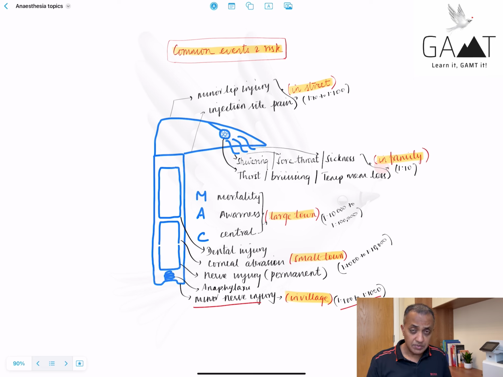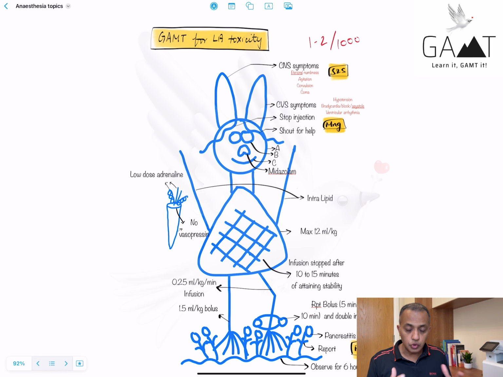As you can see, this memory technique not only allows you to recall and remember the information much easier, but also allows you to compare and contrast with other topics very easily. We were just talking about the girl bunny with an anklet for local anesthetic toxicity, and now you're looking at the laryngoscope GAMT for the common events and risk, and it's so easy to associate between the two. Okay, let's go through the GAMT.